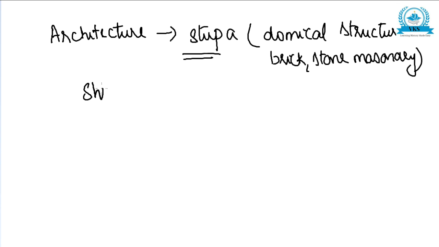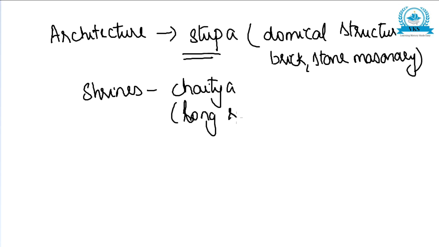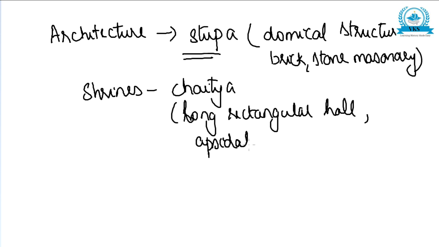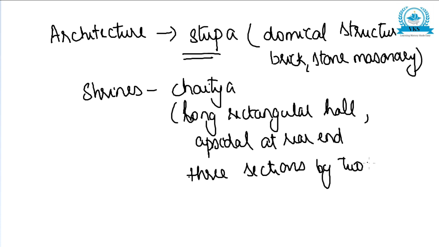Now the Buddhist shrines were called Chaitya. In its typical form, it was a long rectangular hall, apsidal at the rear end and divided into three sections by two rows of pillars along the length of the hall meeting at the back end. So a Buddhist shrine called Chaitya was a long rectangular hall, apsidal at the rear end, divided into three sections by two rows of pillars along the length of the hall meeting at the back end.